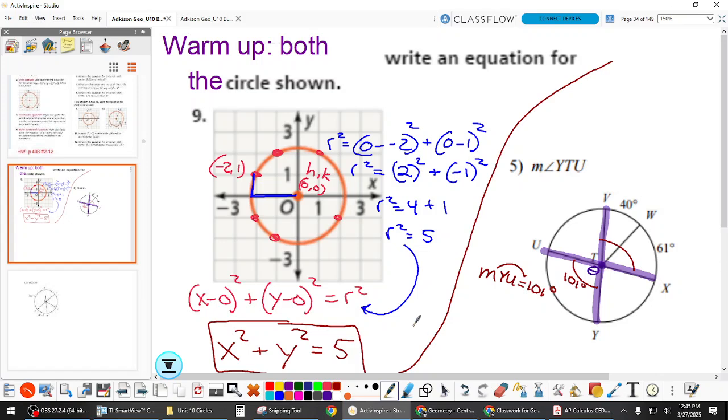What would the measure of arc UTV be? No, that's angle, sorry. UV, measure of arc UV. Good, don't say it, but he's got it. Good, Braden. Bailey, good. Good, Linda.